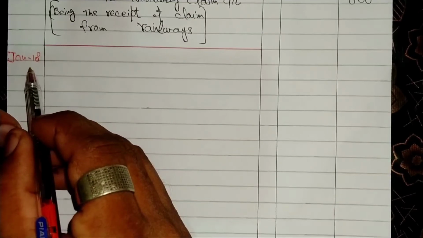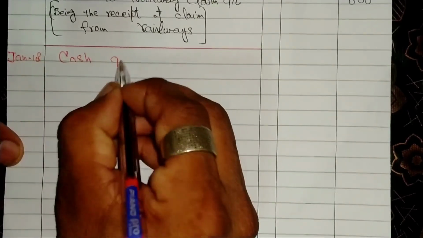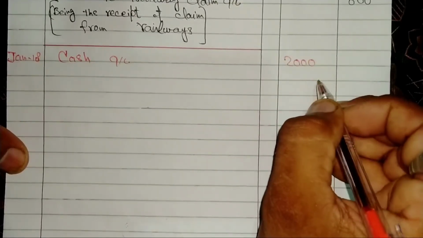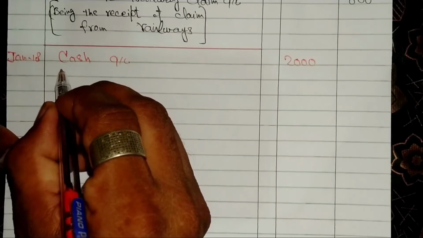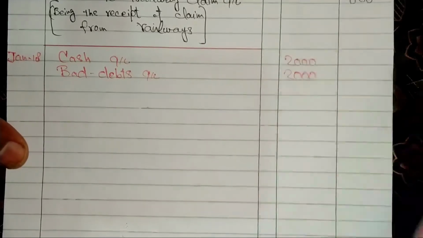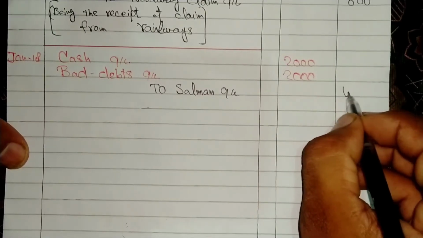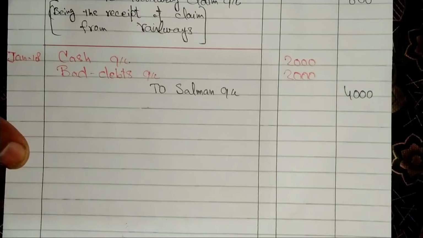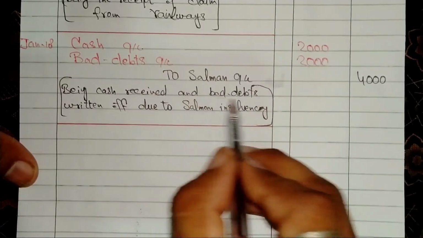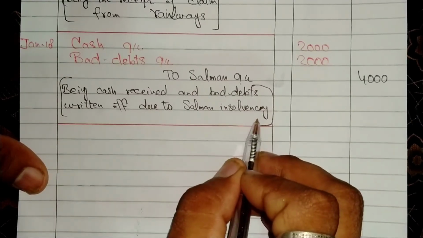On Jan 18th, this is the compound entry: cash account debit, which is $2,000, and bad debts account will be debit with $2,000, to Salman account credit with $4,000, with description being cash received $2,000 and bad debts $2,000 written off due to Salman insolvency.